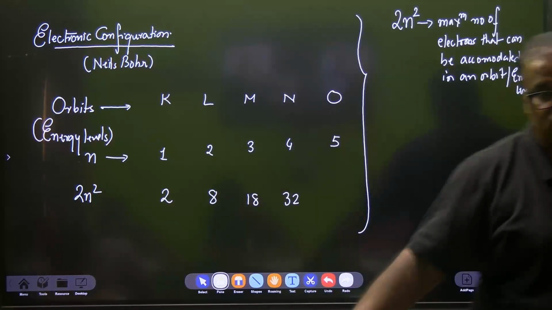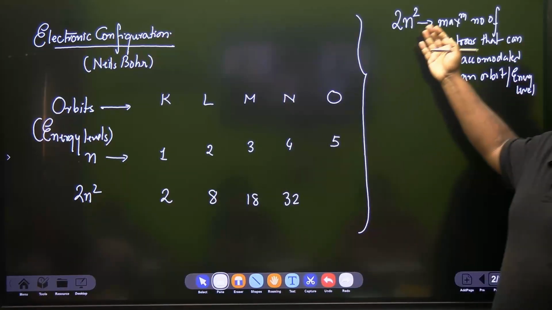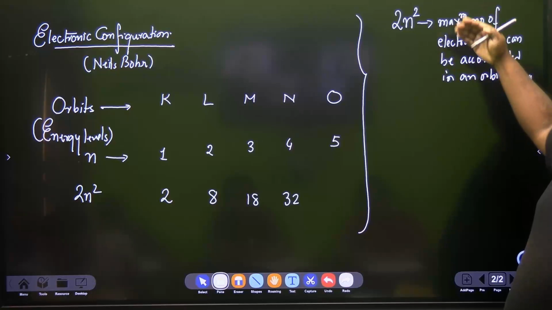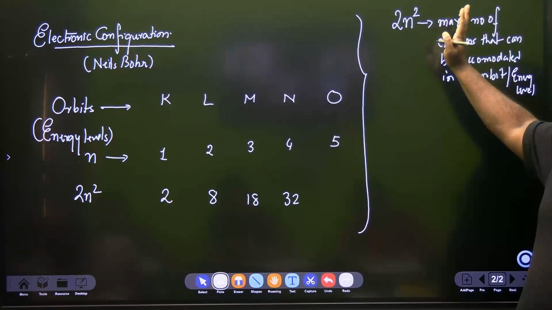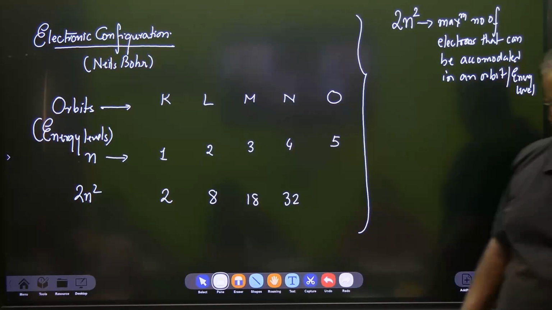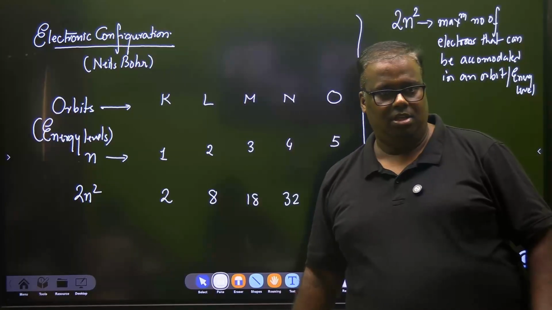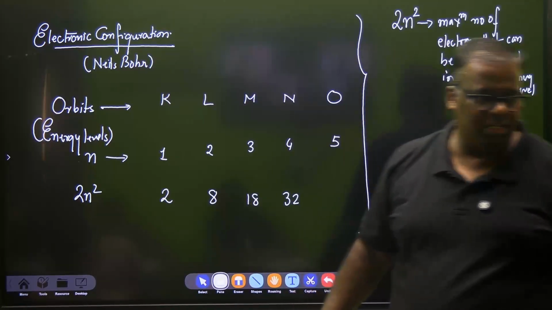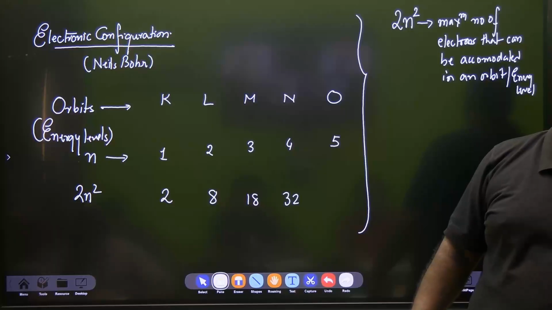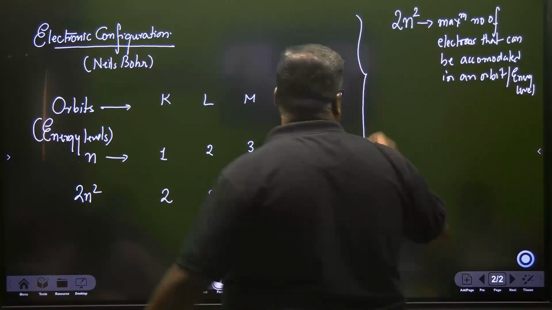Right. So the first law, these are steps, you can write them down slowly. Electrons fill the orbits in accordance with the rule 2n squared. But there are some conditions to it. You cannot fill up another orbit till the previous orbit has been completely filled. So this is one law.